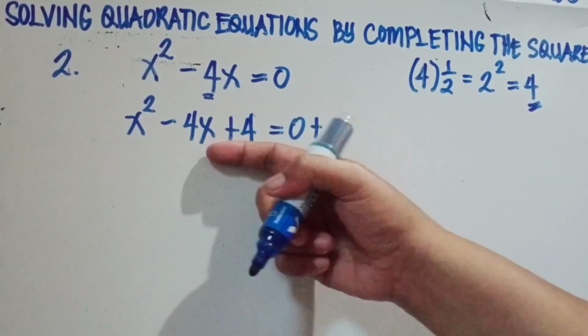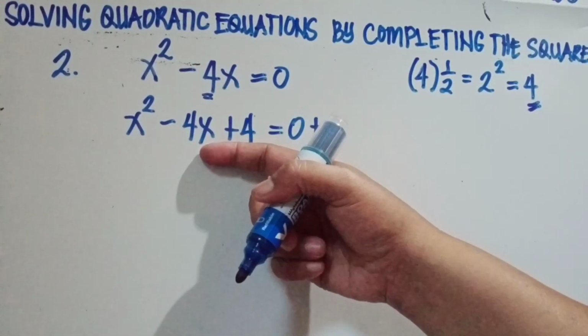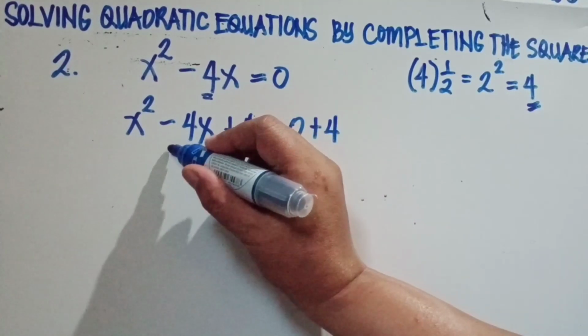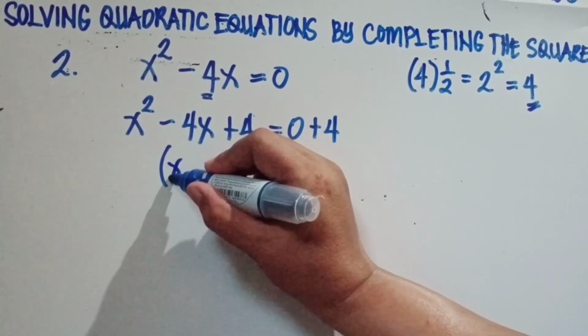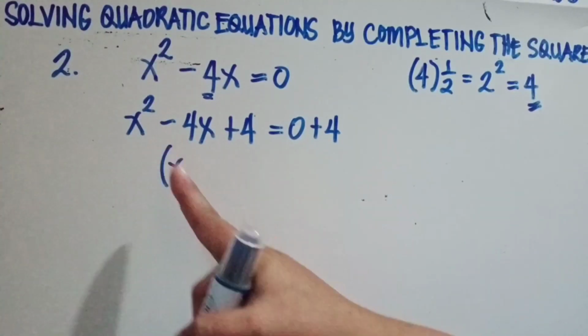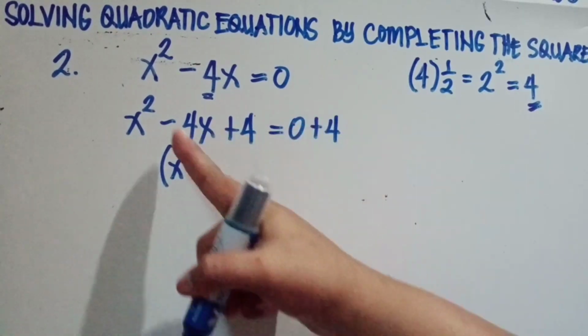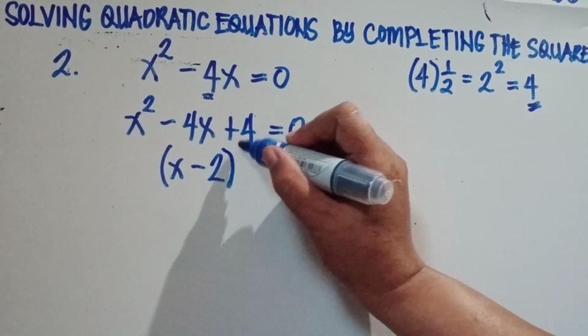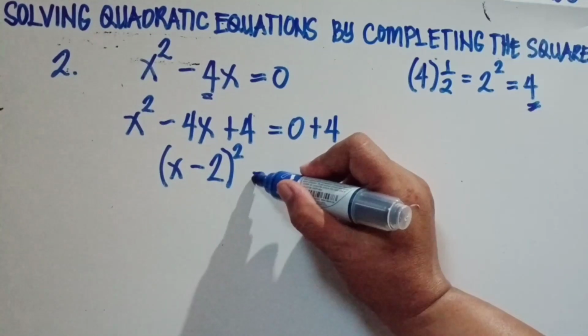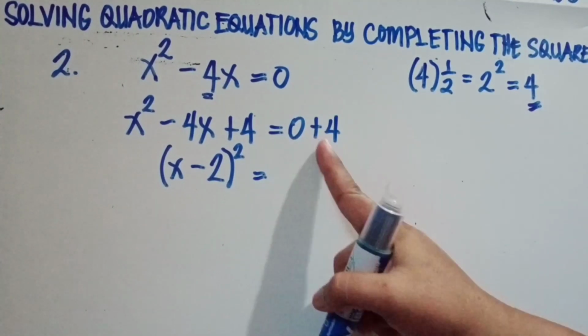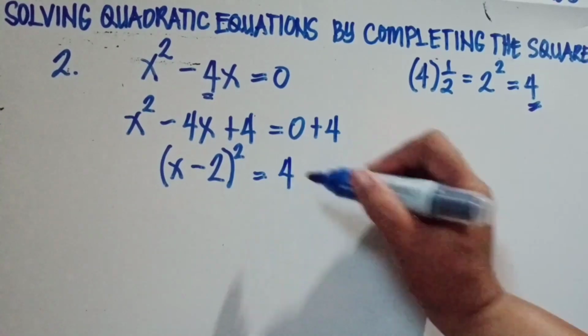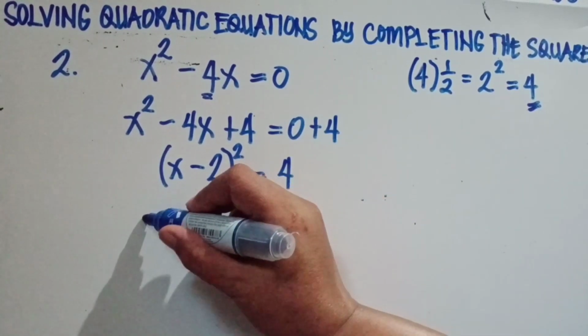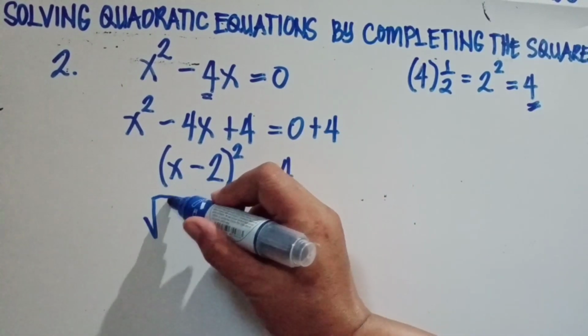Then, meron na naman tayo dito, perfect square trinomial. So, express this as a square of binomial. So, x squared is x minus, then square root of 4 is 2. Then, we have 2. Then, equal to 0 plus 4 is 4. Then, extract the square root on both sides of the equation.